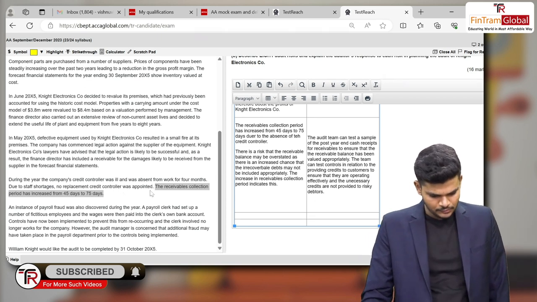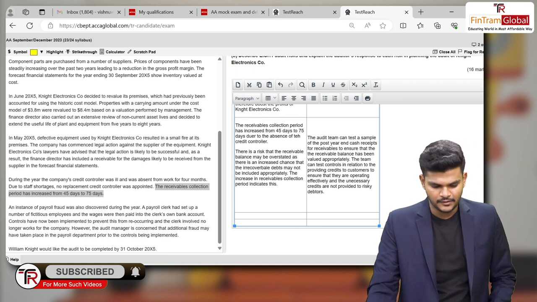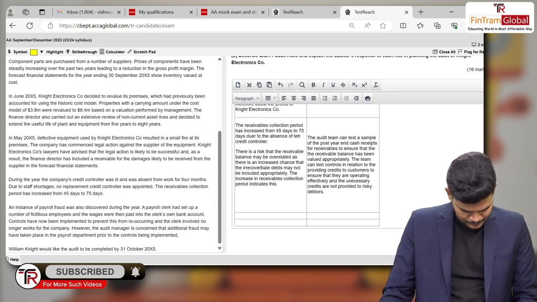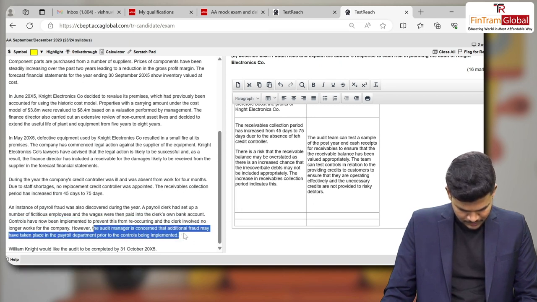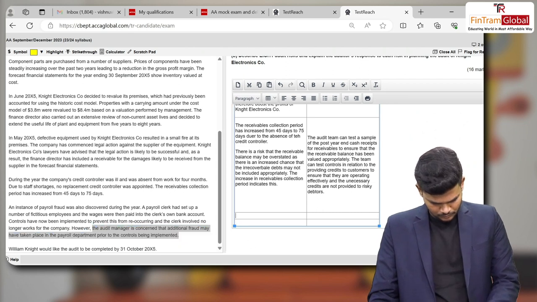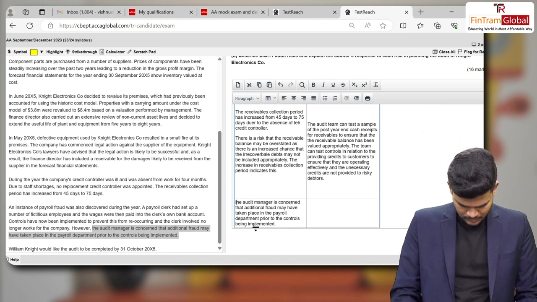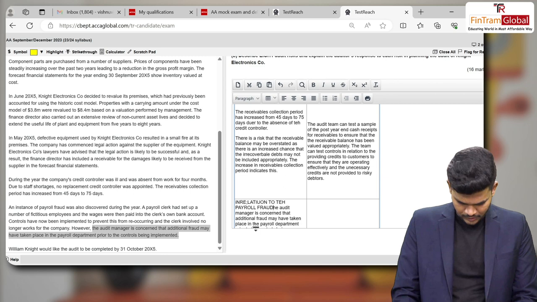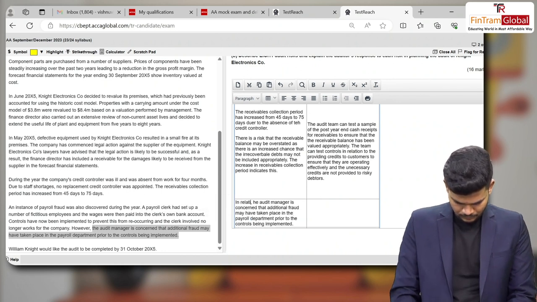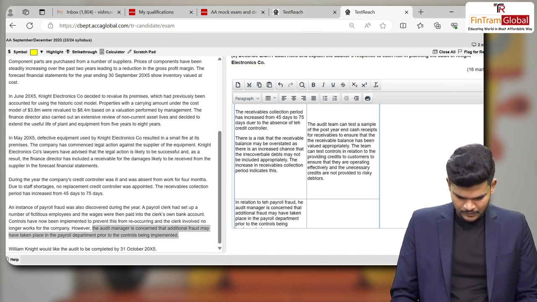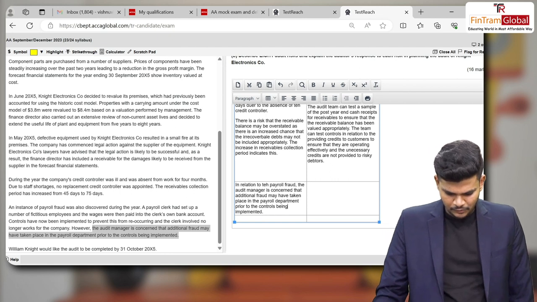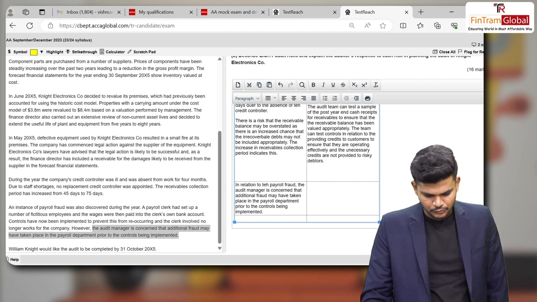And what else? Finally, we just need one more. We can just mention the control risk here, due to the payroll fraud. I'll just write it down over here. Controls have now been implemented, and the audit manager is concerned that additional fraud may have taken place in the payroll department prior to the controls being implemented. Let me just rewrite this, my bad. The audit manager is concerned that the additional fraud may have taken place in the payroll department prior to the controls being implemented.